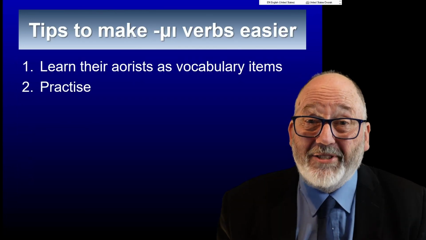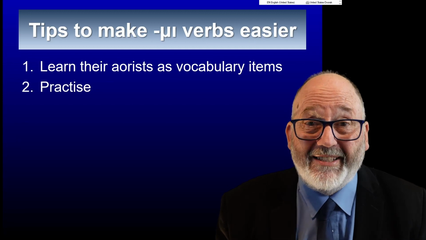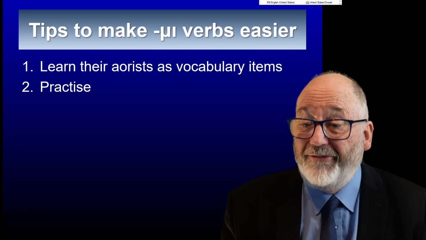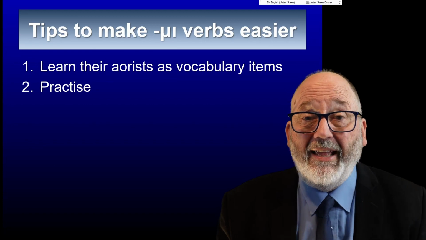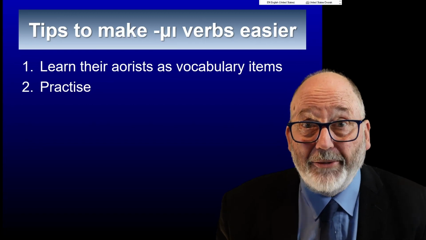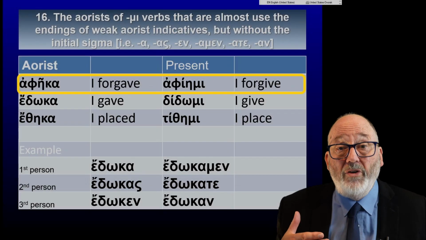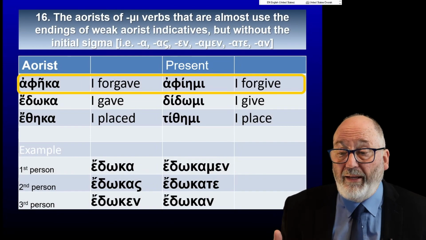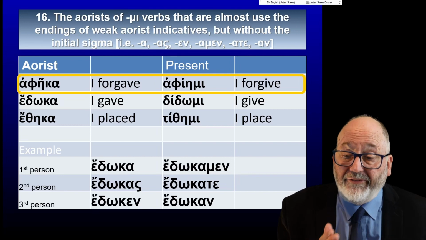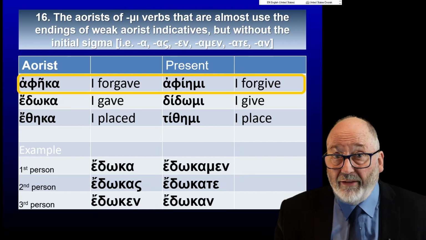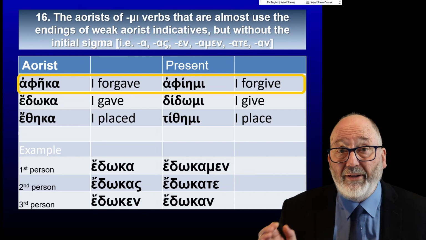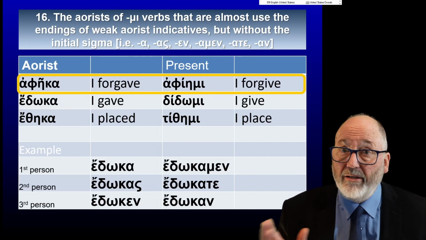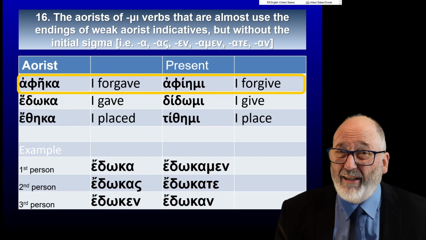So let's look at Rob's tips for making the mi verbs easier. There's only two of them. First, learn their aorists as vocabulary items, and secondly, practice. Let's talk about each of those. Once you know the aorist of aphiemi, for example, is aphēka, you can work out the rest. But you must memorize that the aorist of aphiemi is aphēka. There's no way to work it out.